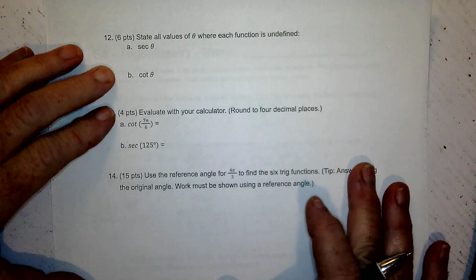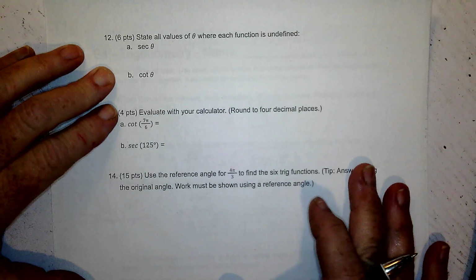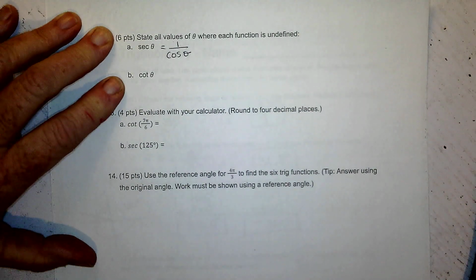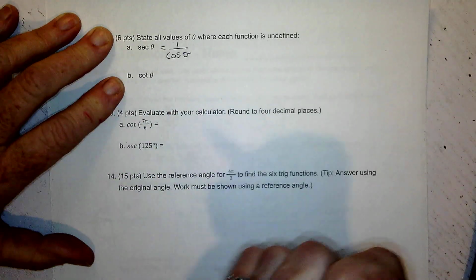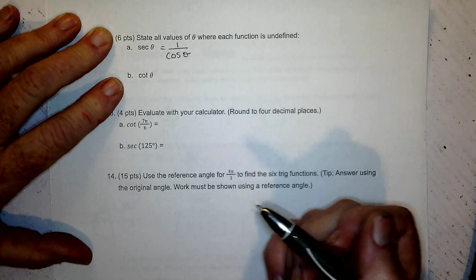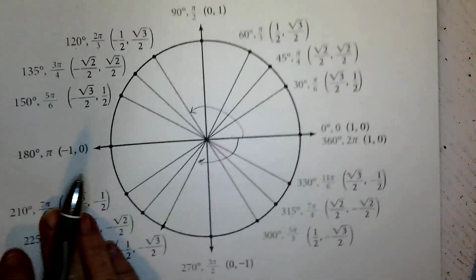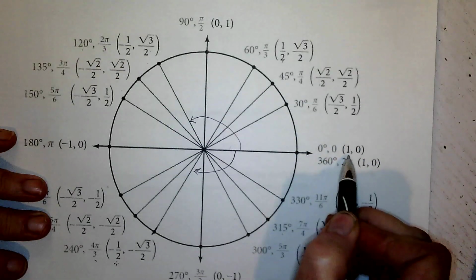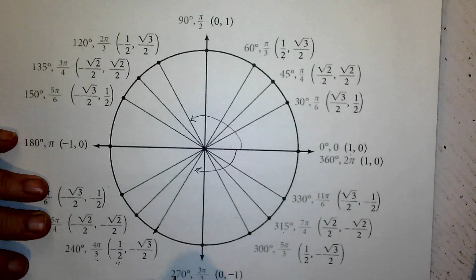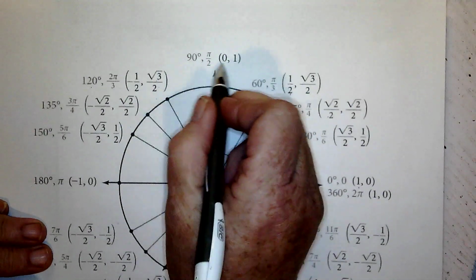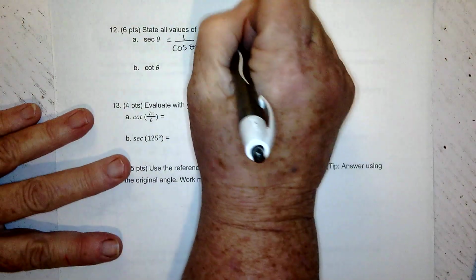Number 12. State all values of theta where each function is undefined. Well, secant of theta is equal to 1 over the cosine of theta, right? So I need to know where cosine is 0, because a 0 in the denominator means it's undefined. Well, cosine is my x value, so I just need to look on all of my x values to find the ones that have a 0. 270 degrees has a 0 in the x value, and 90 degrees. So 90 and 270 degrees.